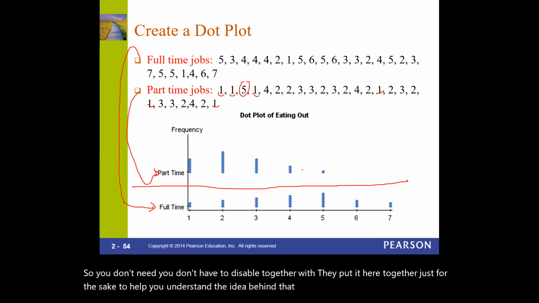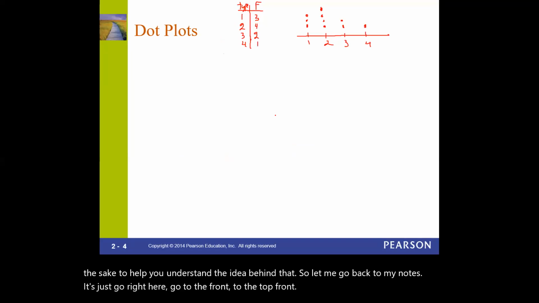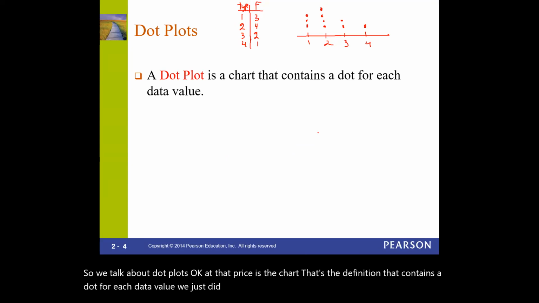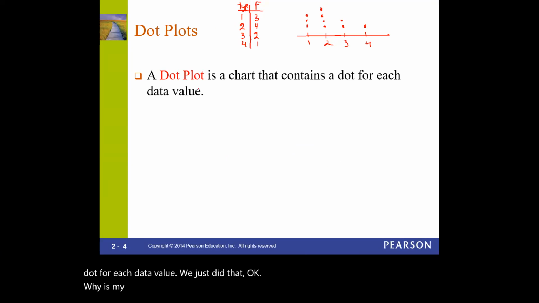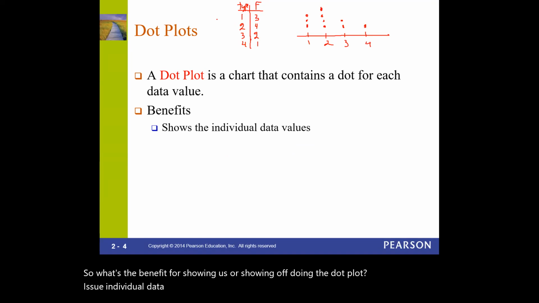Okay, so let me go back to my notes and go to the top one. So we talk about dot plots. A dot plot is a chart, that's a definition, that contains a dot for each data value. We just did that. So what's the benefit of doing dot plots? It shows individual data values. As you can see, it has to be whole numbers, like 1. You can see that 1 appears 3 times, for example.